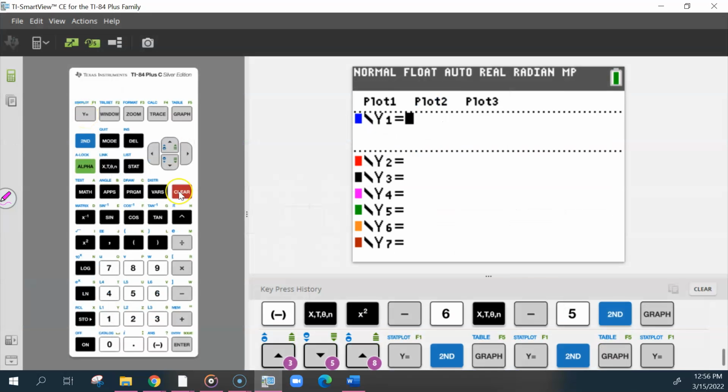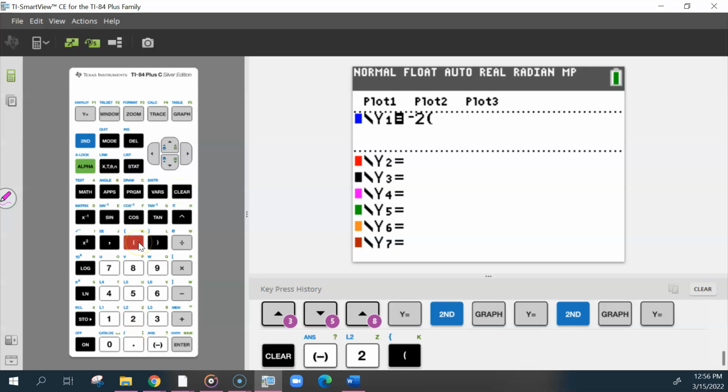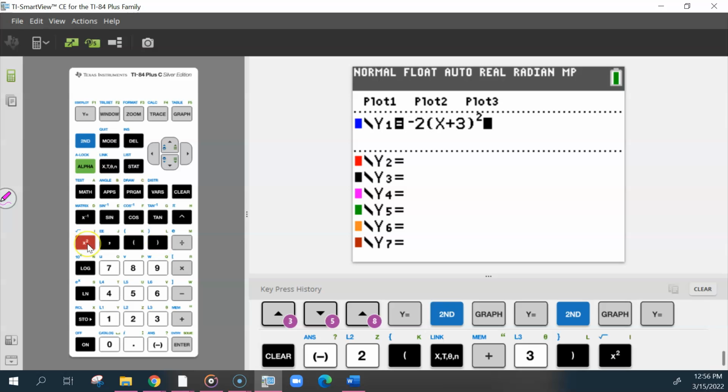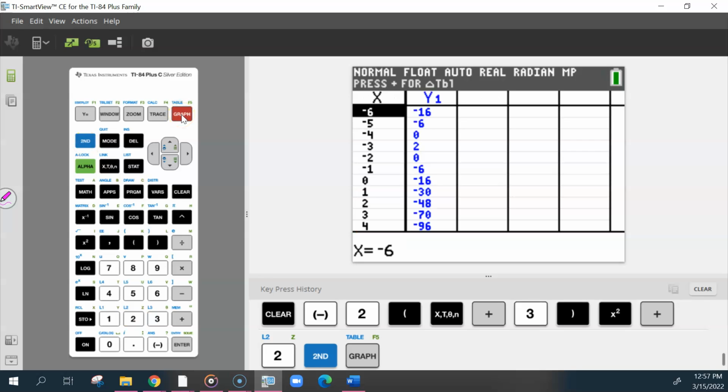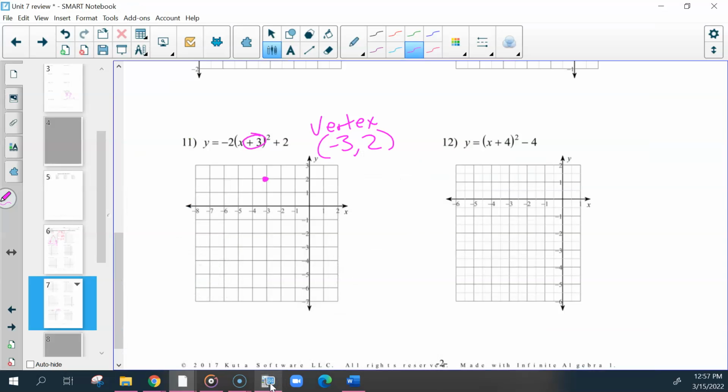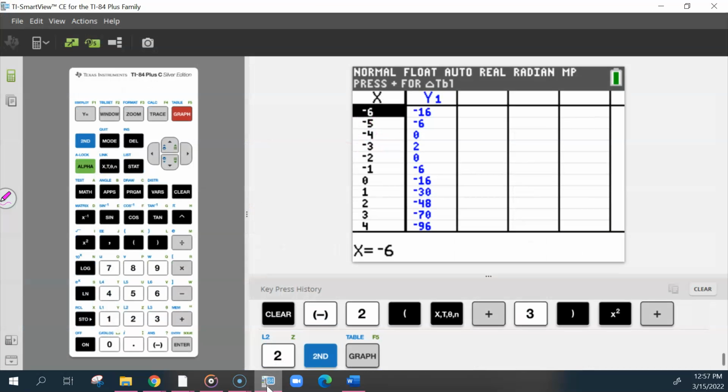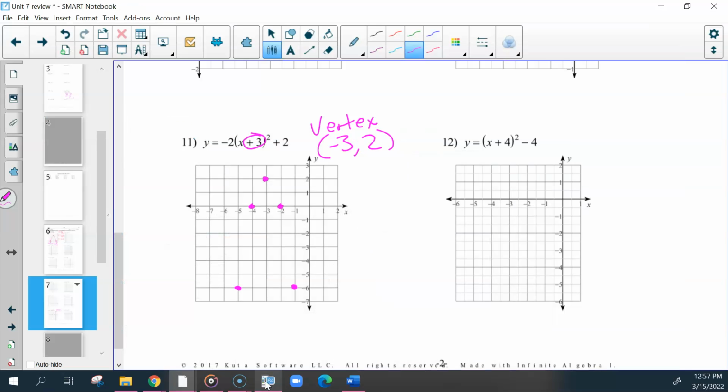Y equals, clear this out, negative 2, parentheses, x plus 3, squared, plus 2. Just as before, go into your table, second graph. Find your vertex points at negative 3, 2. Graph 5 points around that. So negative 4, 0, negative 5, 6. And then this should mirror on the others. So negative 2, 0, negative 1, 6. It does. So we can draw our U through that.